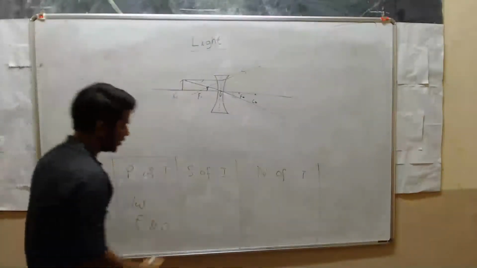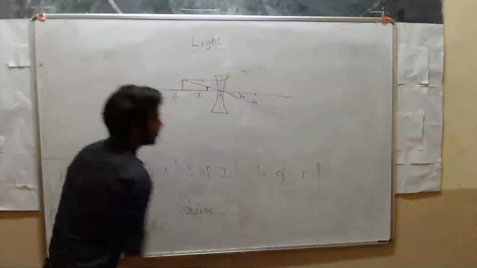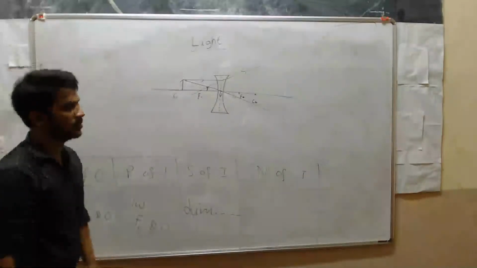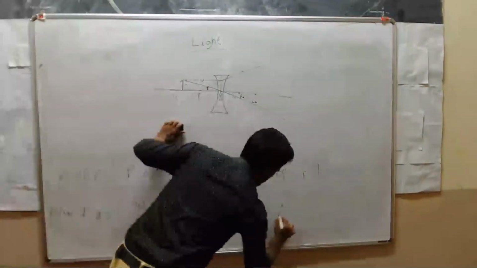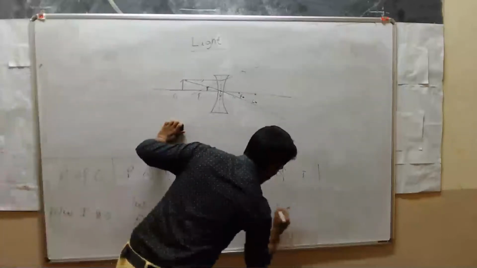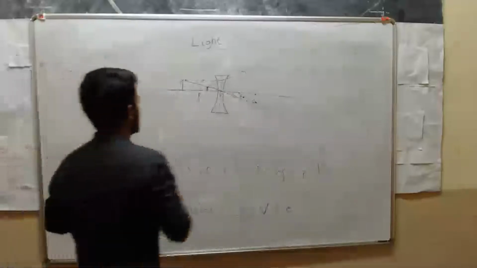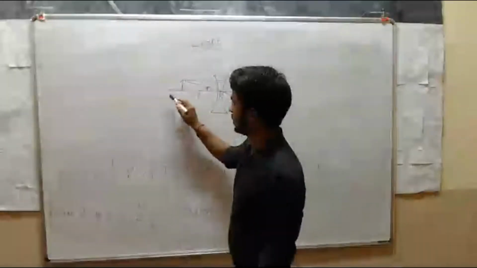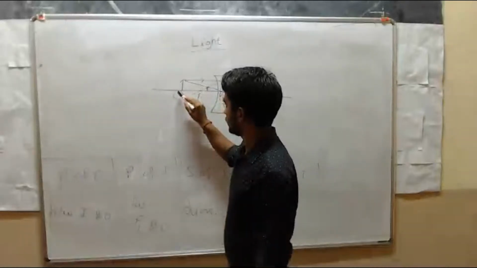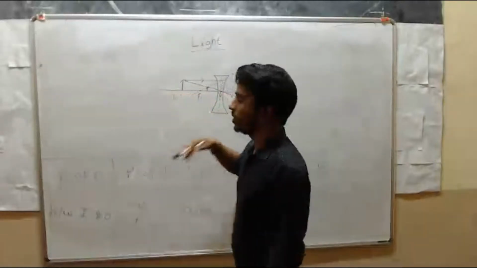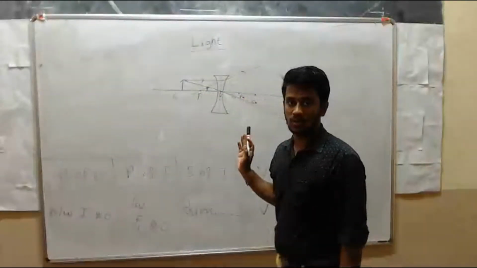Size of the image is diminished. Next, what is the nature of the image? It's not a real image, right? So the nature of the image is virtual and erect. You can keep the object at C1, or behind C1, or between C1 and F1, but you will get the image between F1 and optic center only.